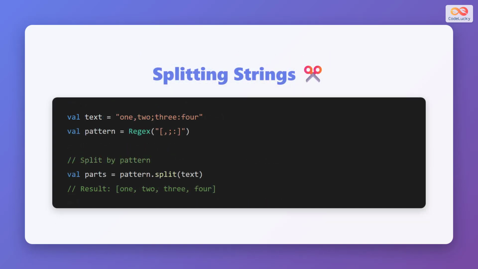The split function lets you break a string into parts based on a regex pattern. Consider a string like "1, 2; 3 4", where different delimiters separate the values. Instead of splitting by just one delimiter, you can create a pattern that matches any of them using square brackets, including the semicolon. When you call split with this pattern, Kotlin returns a list containing 1, 2, 3, and 4 as separate elements. This is much more flexible than the standard string split function, especially when dealing with inconsistent formatting or multiple possible separators.